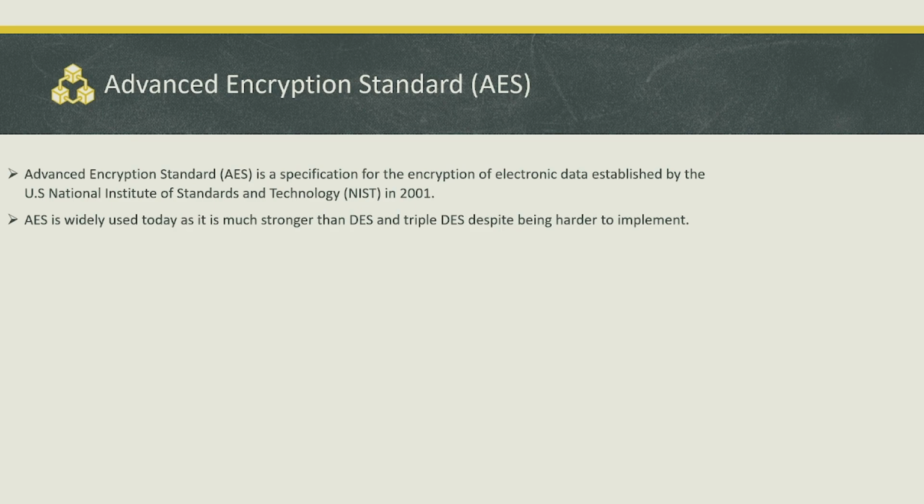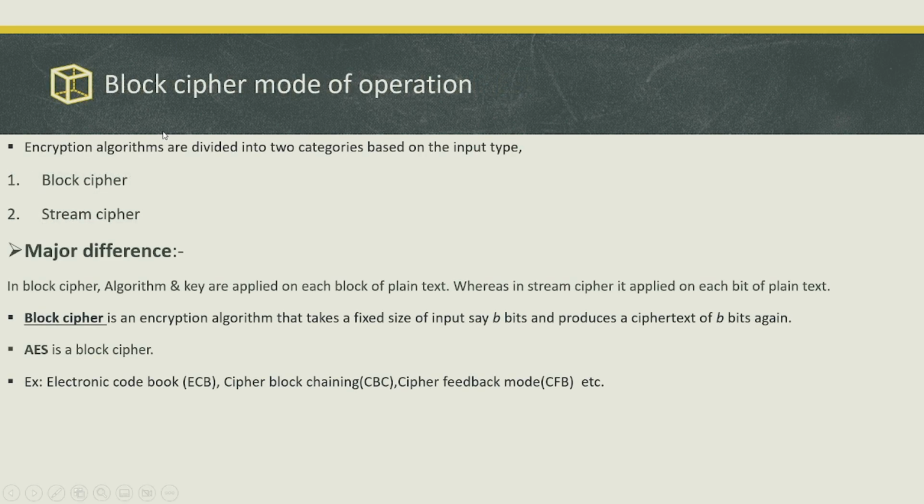Actually, AES is a block cipher. So first of all, we will understand what a block cipher is. Encryption algorithms are mainly divided into two parts, the block cipher and the stream cipher. A block cipher is an encryption algorithm that takes a fixed size of input. Assume that it takes B bits and it will produce a ciphertext of B bits again. The best examples of block ciphers are electronic codebook, cipher block chaining, and cipher feedback mode.